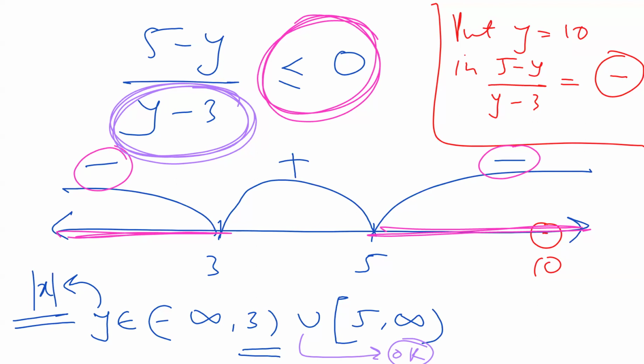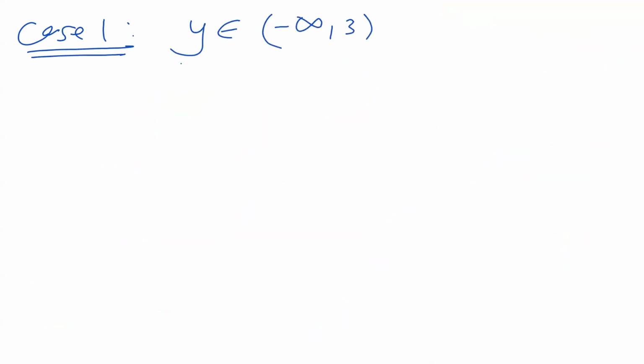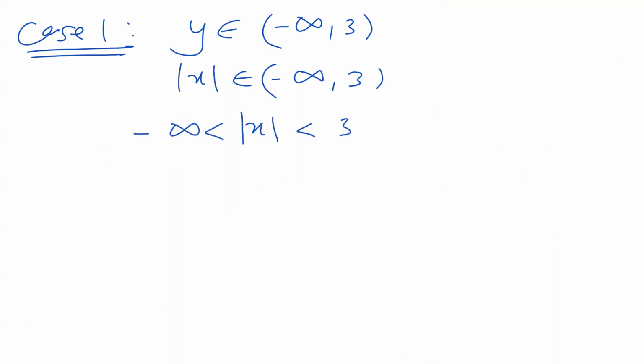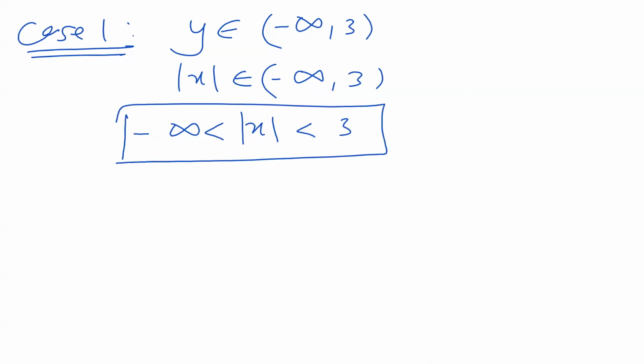Okay. So case one, y belongs to minus infinity comma 3. So modulus of x belongs to minus infinity comma 3. So modulus of x lies between minus infinity and 3. Now this is a double inequation, double inequality.